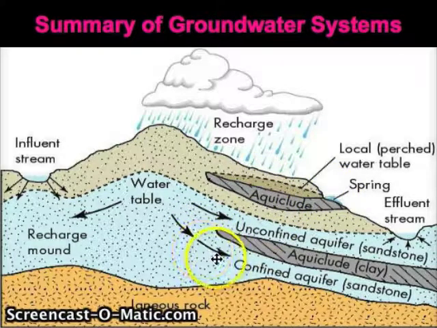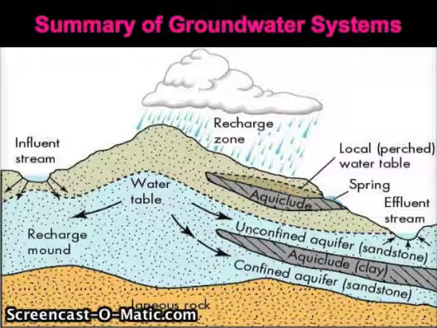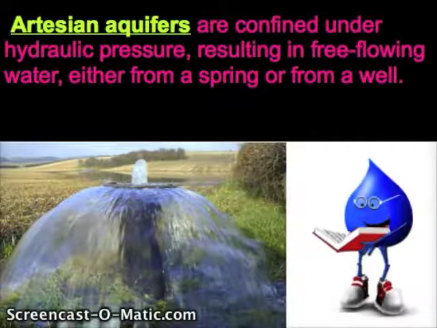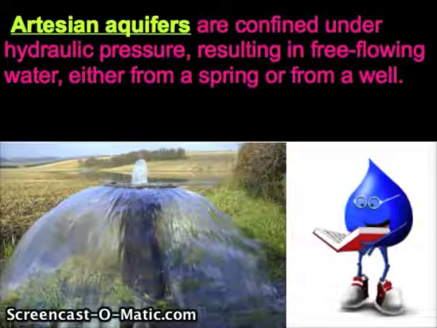And there's another neat, interesting thing here where you have an aquiclude down here. And then when water gets underneath there, it could create an artesian well. We'll talk about that in some upcoming slides. Well, it's right here. Artesian aquifers are confined under hydraulic pressure, and the result is free-flowing water, either from a spring or from a well.